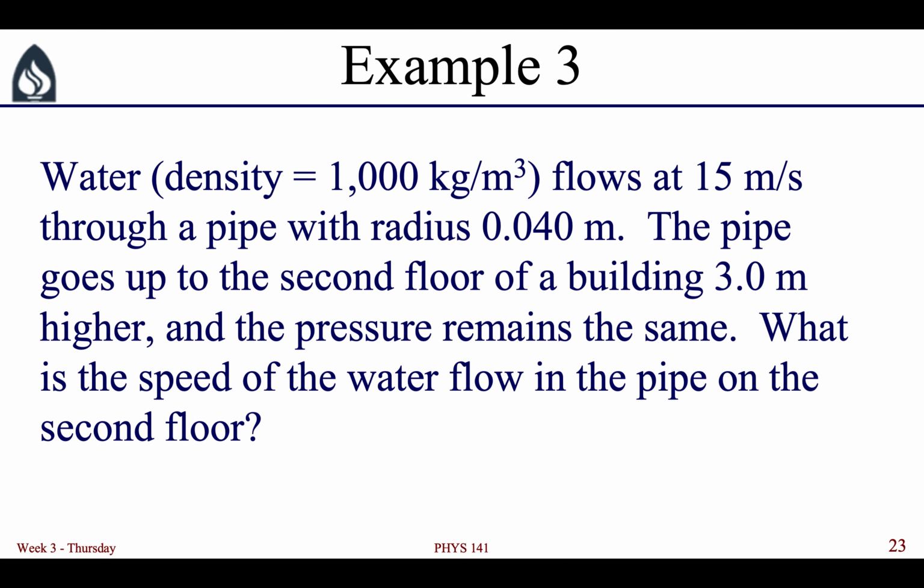So next, let's take a look at this example problem. We have water, which has a density of 1,000 kilograms per cubic meter, flowing at 15 meters per second through a pipe with a radius of 0.04 meters. The pipe goes up to the second floor of a building, 3 meters higher, and the pressure remains the same. So what is the speed of the water flow in the pipe on the second floor?